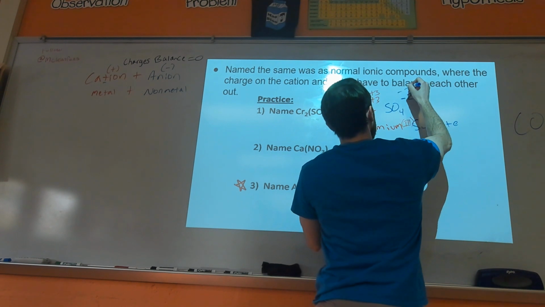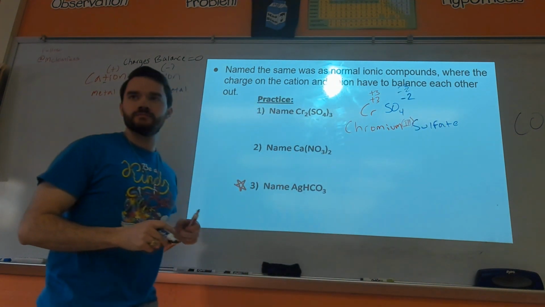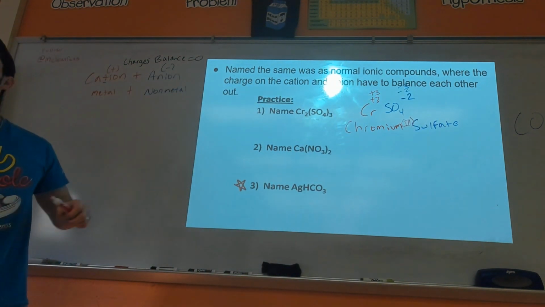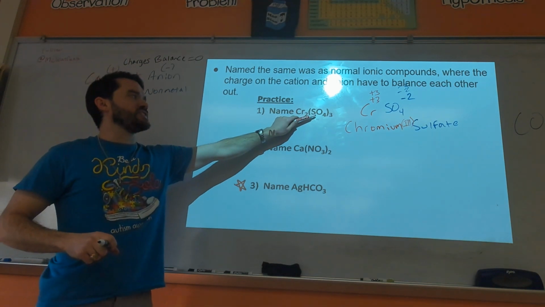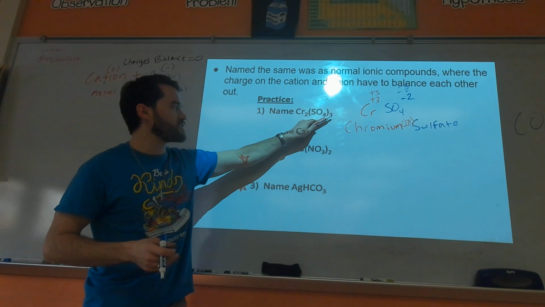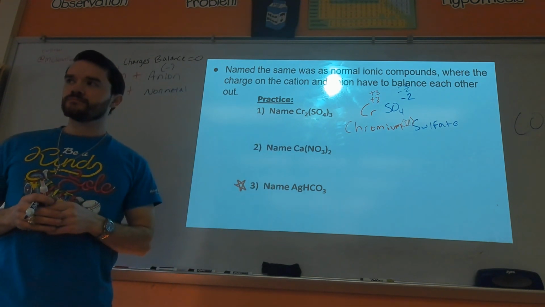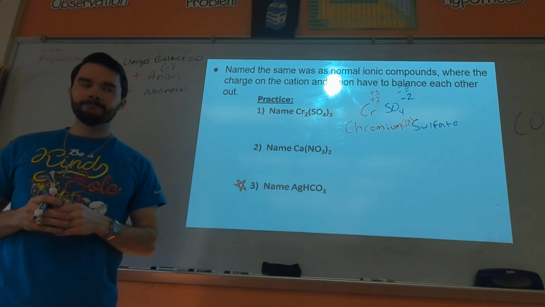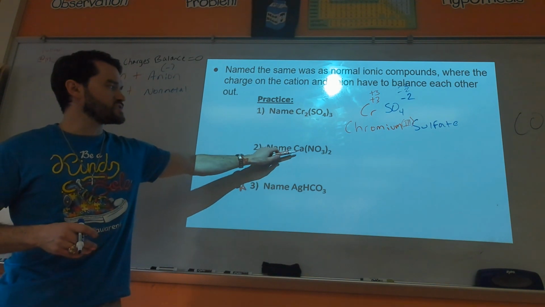So the 4 in the sulfate isn't how many atoms? No, the 4 is just saying that the individual sulfate ion has 4 oxygens. But then we have 3 of them. Okay? Let's see some other ones.